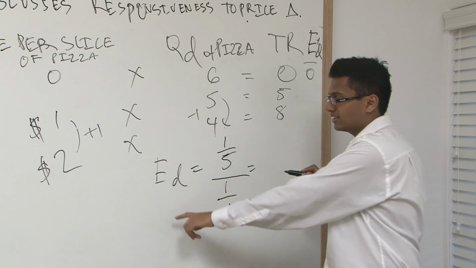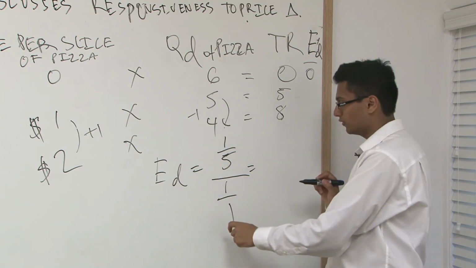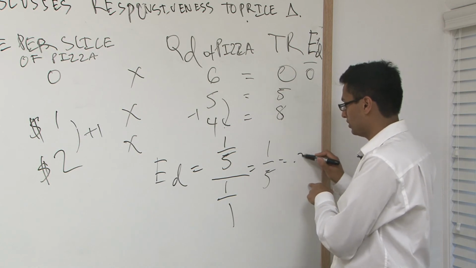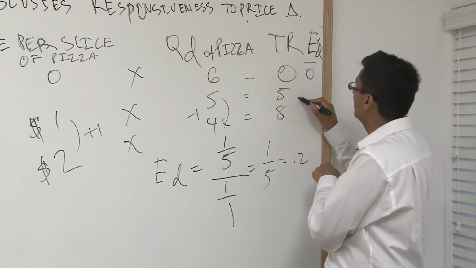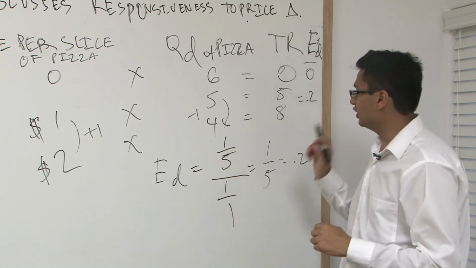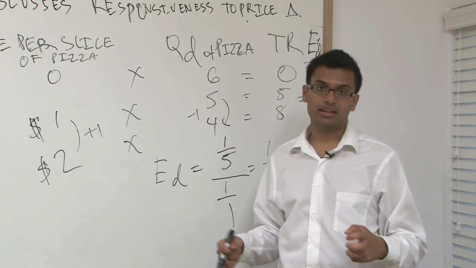That's equal, so the elasticity of demand is 1 over 5 over 1 over 1, so that's 1 over 5, and that's equivalent to 0.2, which is my elasticity of demand at point B, okay? And you do the same thing for point C.